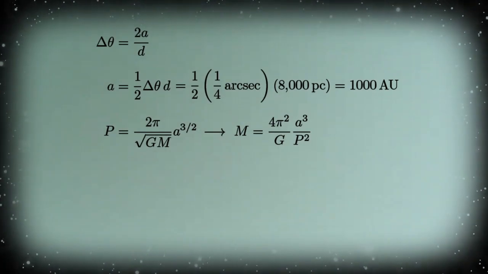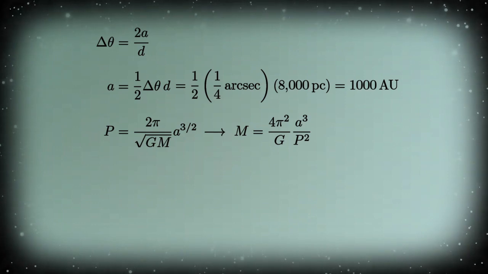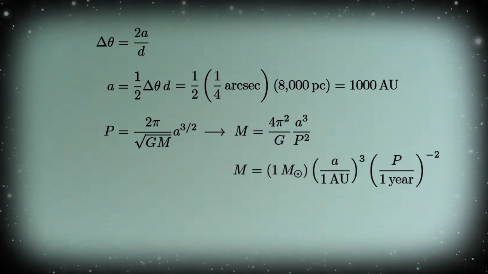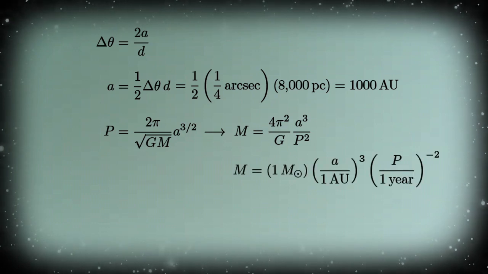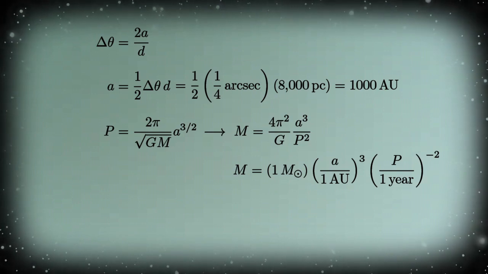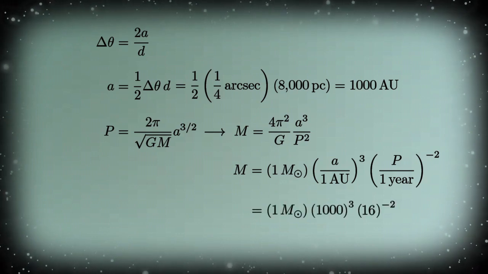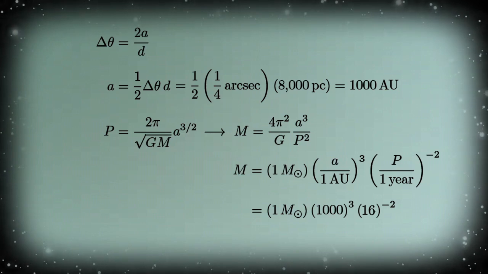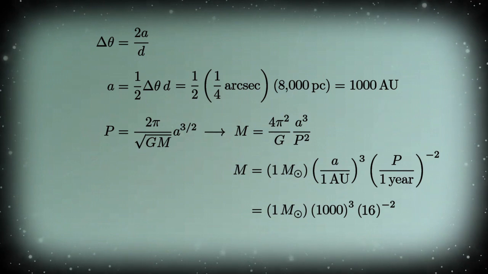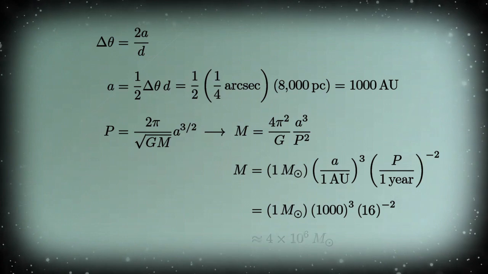We see that M is proportional to a cubed over P squared, and we also know the answer is 1 solar mass for the Earth. So we can write M equals M sun times a over 1 AU cubed times P over 1 year to the -2 power. That's more convenient for our problem because we already know a and P in those units. The mass of that mysterious attractor in units of solar masses is 1,000 cubed over 16 squared, which is 4 million.